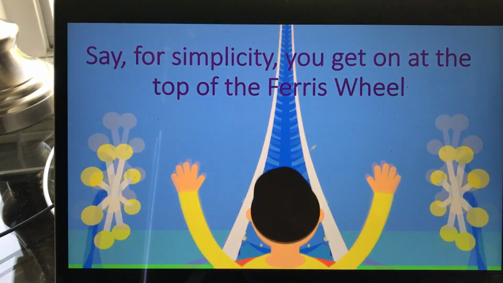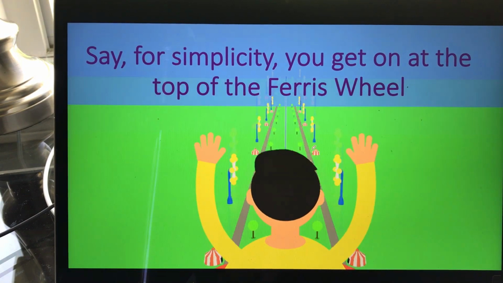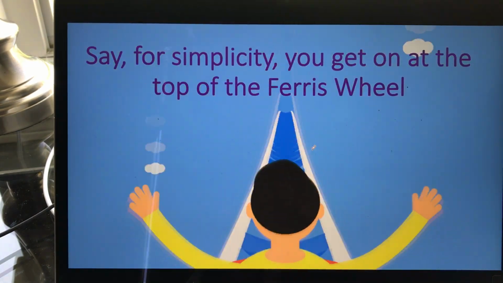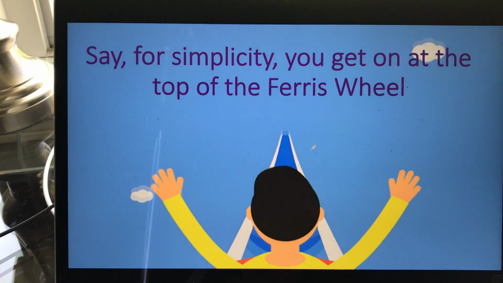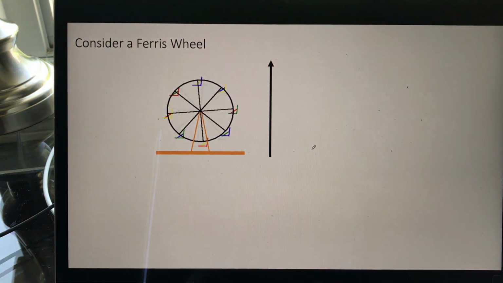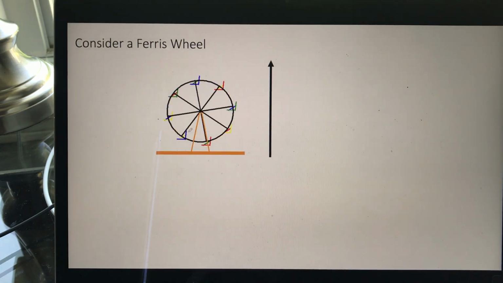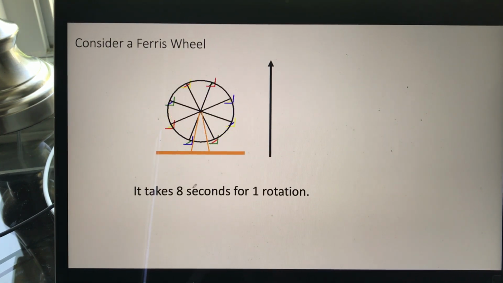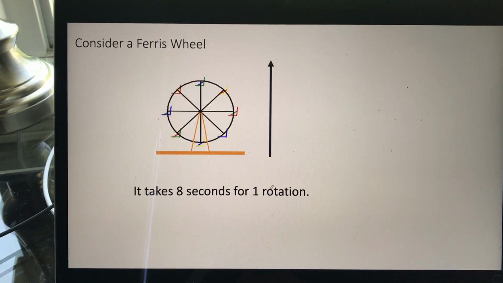So just say for simplicity, we'll talk about a Ferris wheel. I know this is a roller coaster, but I thought it was kind of cool. So for simplicity, we're going to get on at the top of a Ferris wheel. I know we can't in reality, but just to keep our calculations simple for now, we're going to do this. So here's a Ferris wheel rotating around, and we have to be told how long it takes to spin around. So let's say it takes 8 seconds for one spin.